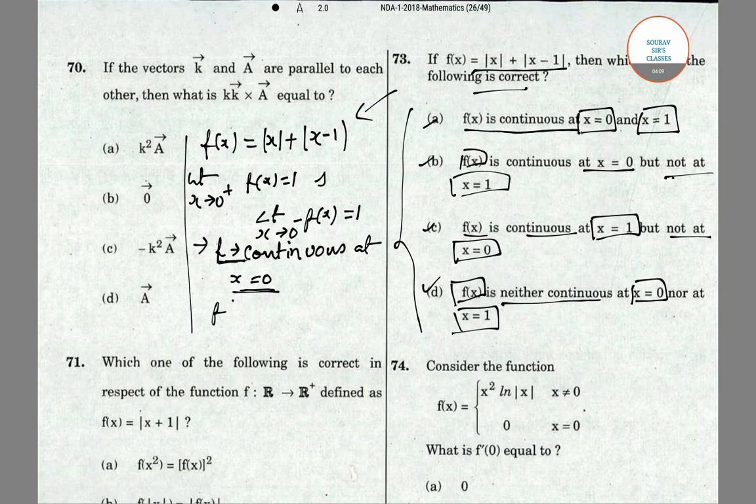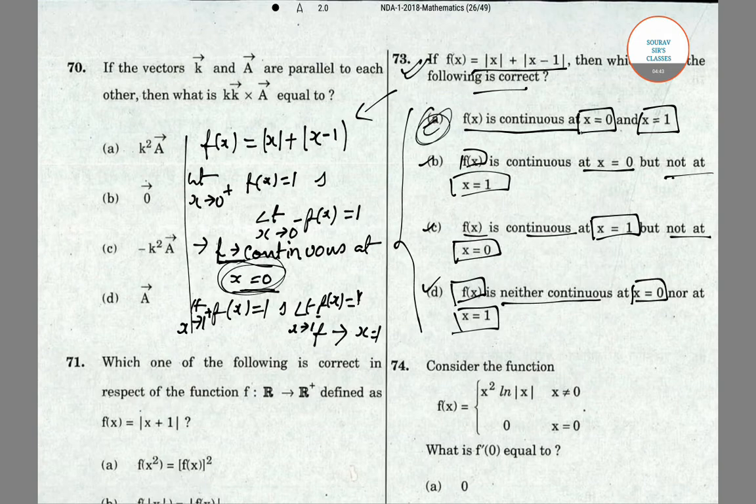Now the function equals 1 as x tends to 1 from the right, and as x tends to 1 from the left, f(x) will also equal 1. So the function is continuous at x = 1. So the function is continuous at x = 0 and also at x = 1. From here it is quite evident that option A would be the right answer for question number 73.